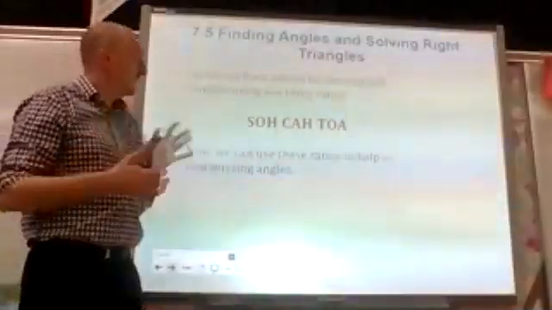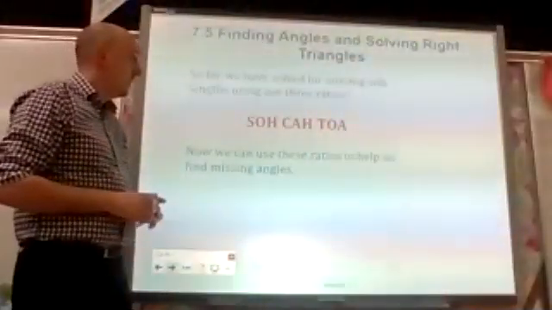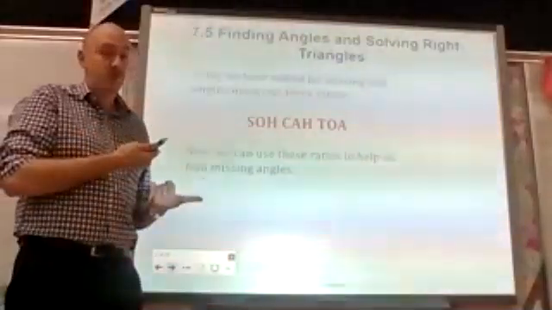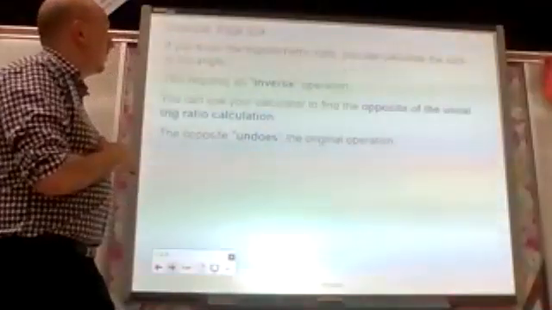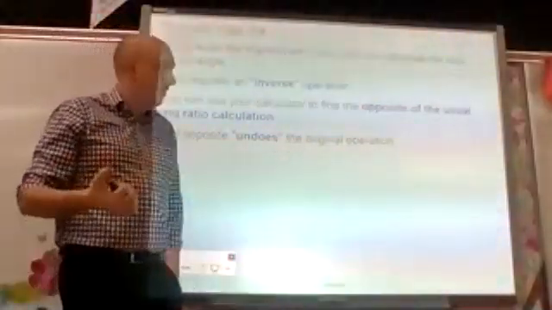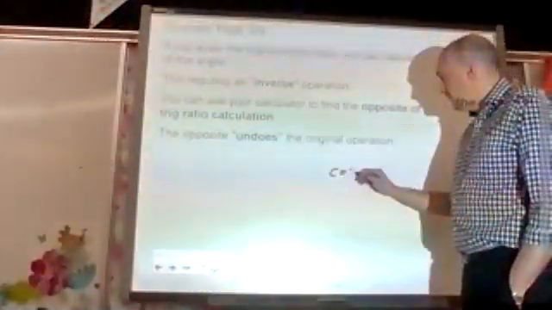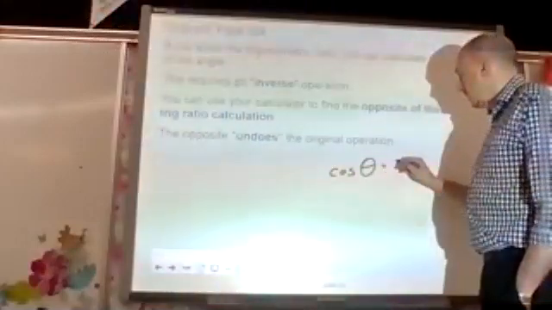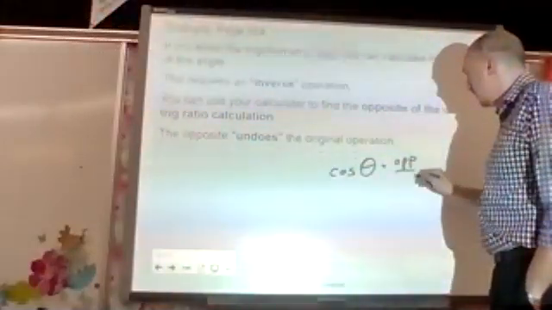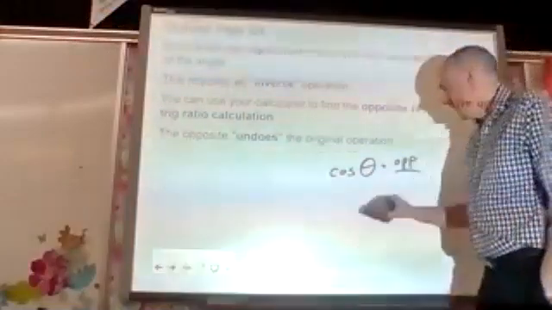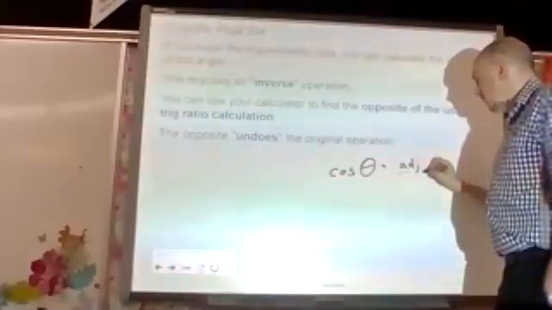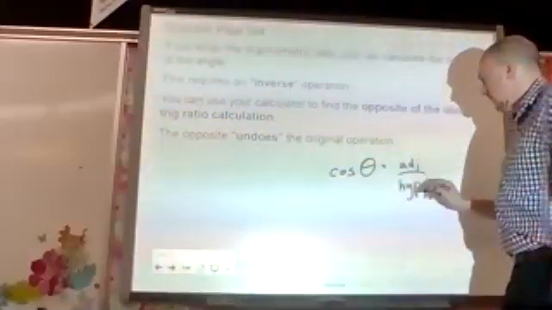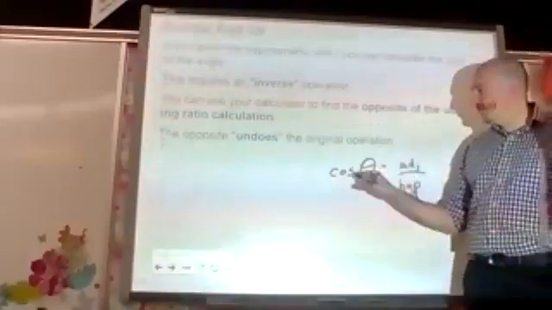So far, we solved for missing side lengths. We used our three ratios SOH CAH TOA, but we can also use them backwards to solve for missing angles. So in order to do this, though, we need to use sort of an inverse operation. So if I'm going to try to solve, what am I writing? Cosine of theta equals adjacent over hypotenuse. Right? And if I want to solve for this theta, I got to somehow get rid of this cosine.